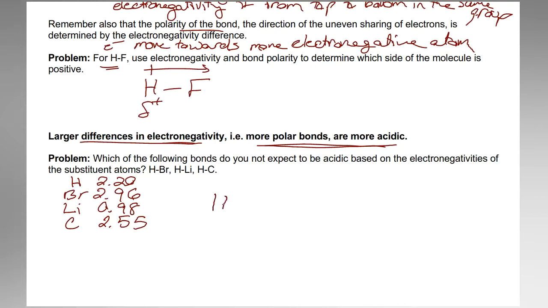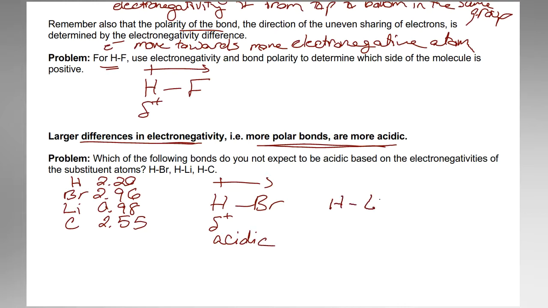So let's now look at each of these species. H and Br, hydrogen and bromine. There's a noticeable electronegativity difference between the two of them, about 0.7, with the preference for the electrons being towards the bromine, so generating a partial positive charge on the hydrogen. So we expect this molecule to be acidic.